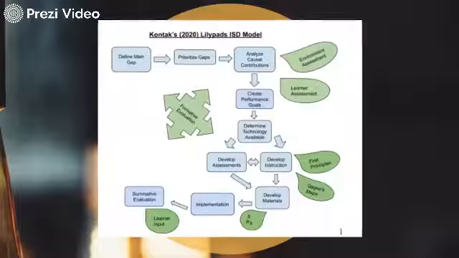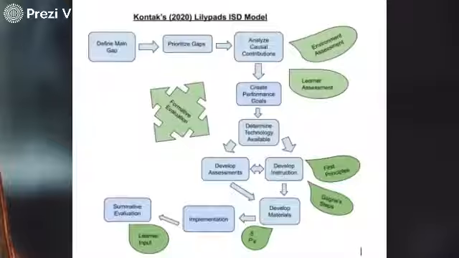Finally, here is my new model. I call it the Lily Pads model. First, you're defining a main gap, or any main gaps. You prioritize the gaps. Then you analyze cognitive contributions using environmental assessment and learner assessment. After that, you create performance goals, and after that, you determine technology available. That's a big part of this, because smaller colleges and other small businesses sometimes have a hard time with budget and technology that's available for instruction.